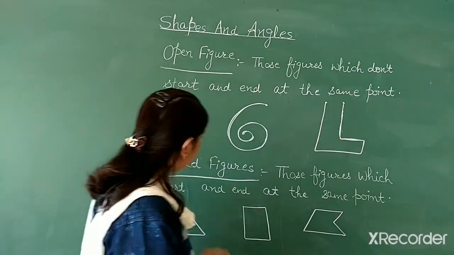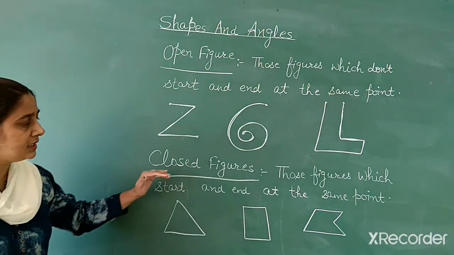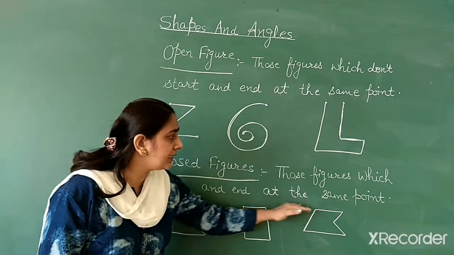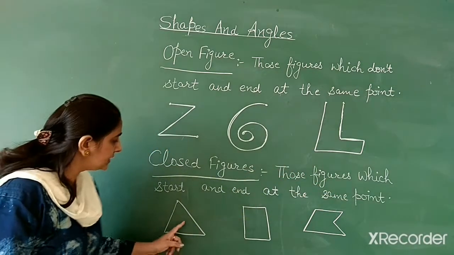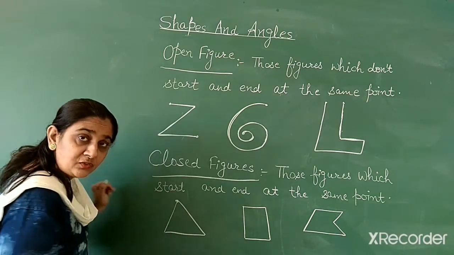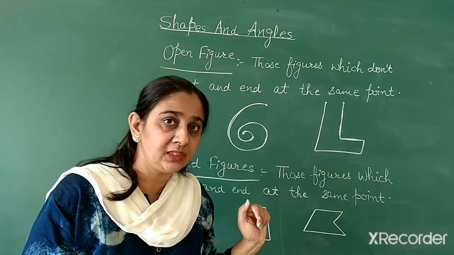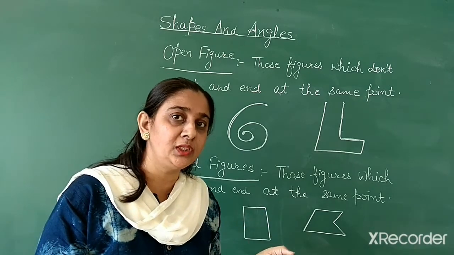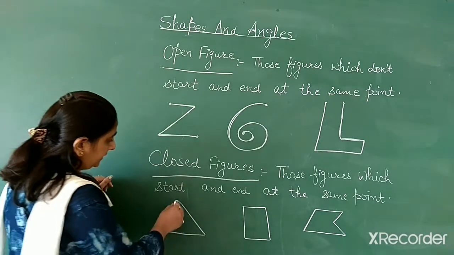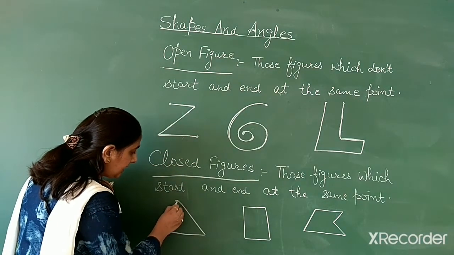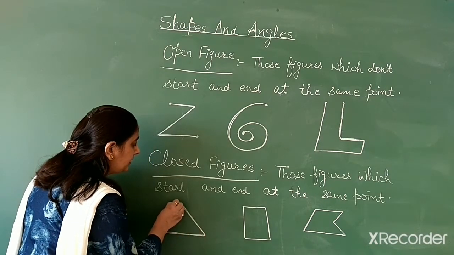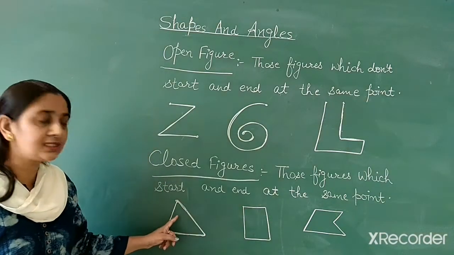Now children, let us see what are closed figures. Closed figures are those figures which start and end at the same point. Now look at this figure. In this figure, this is the starting point. Those figures in which the starting point and ending point are the same, we will call them closed figures. Now look at this figure. In this figure, this is the starting point and this figure ends at the same point. So this is a closed figure.